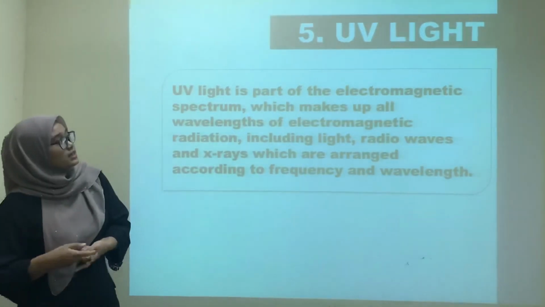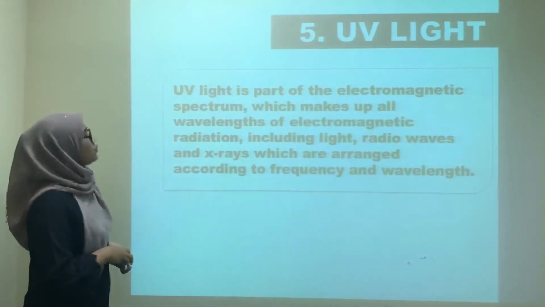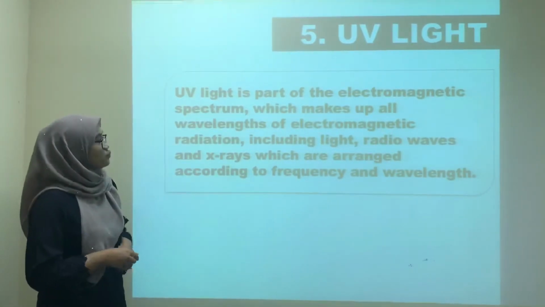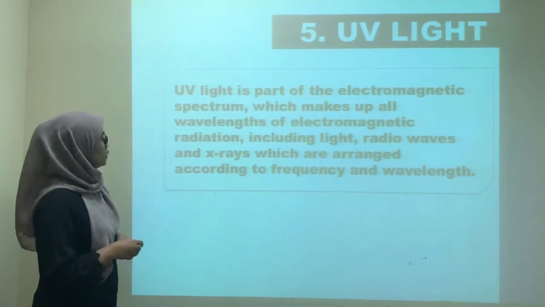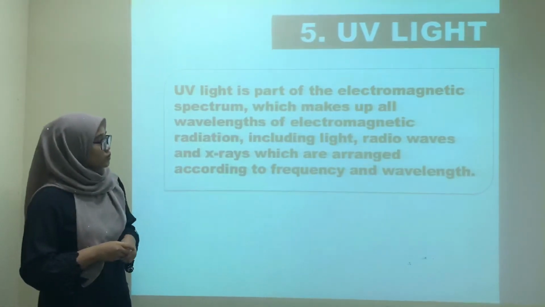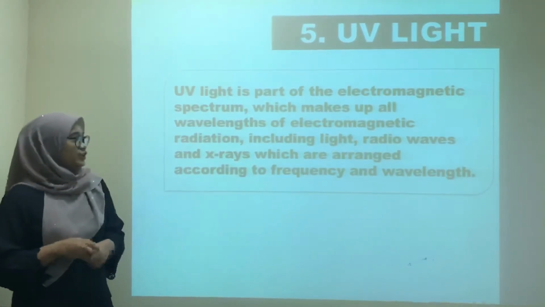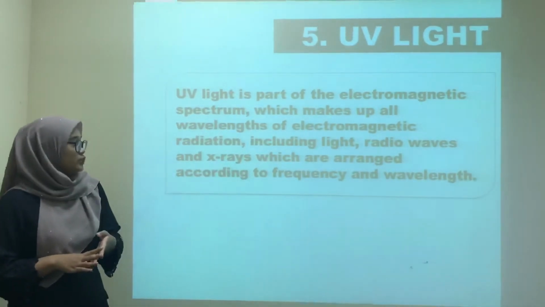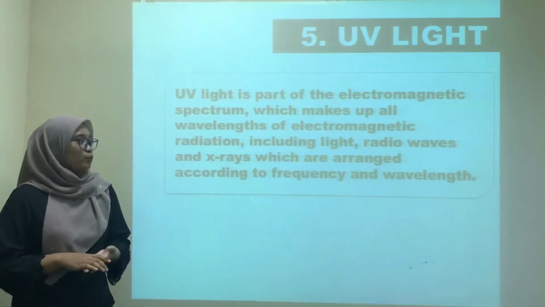The last is UV light. UV light is part of the electromagnetic spectrum, which makes up all wavelengths of electromagnetic radiation, including light, radio waves, and X-rays, which are arranged according to frequency and wavelength.